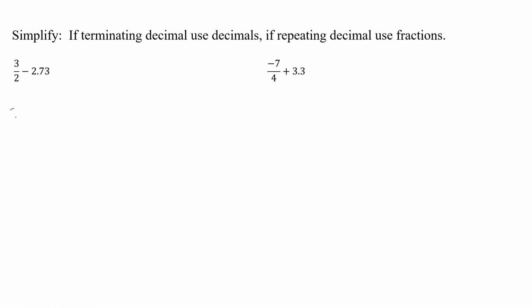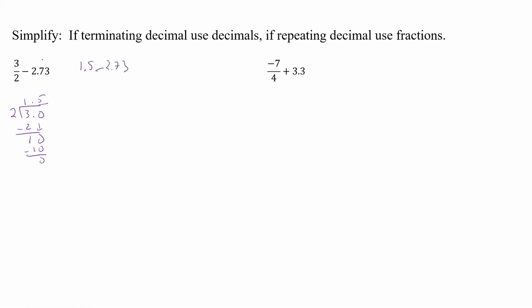So we'll take 2 goes into 3. Well, we should know that's 1.5 already, but we'll go ahead and do the division. So that's going to be 1, bring down a 0. That's going to be 10, subtract that, that's that. So it's 1.5 then. And then that's minus 2.73.